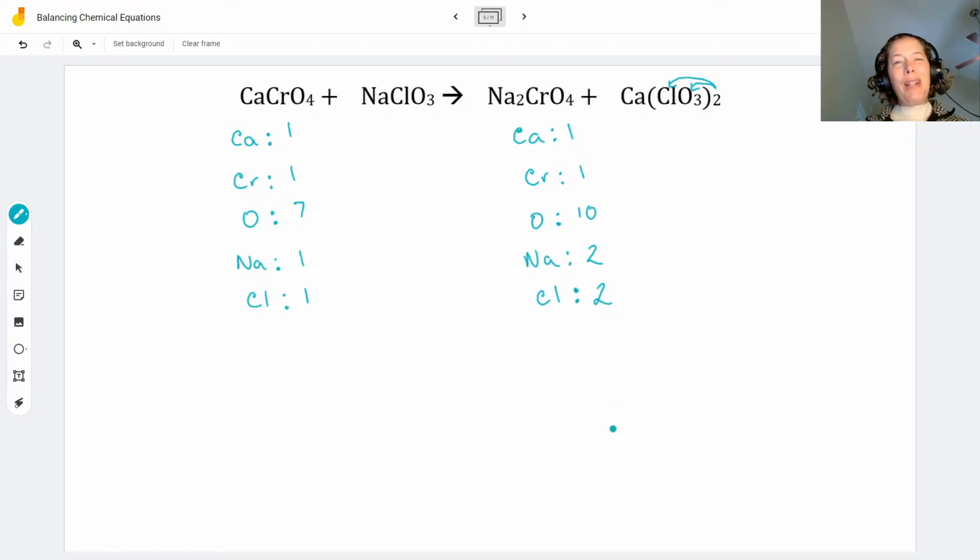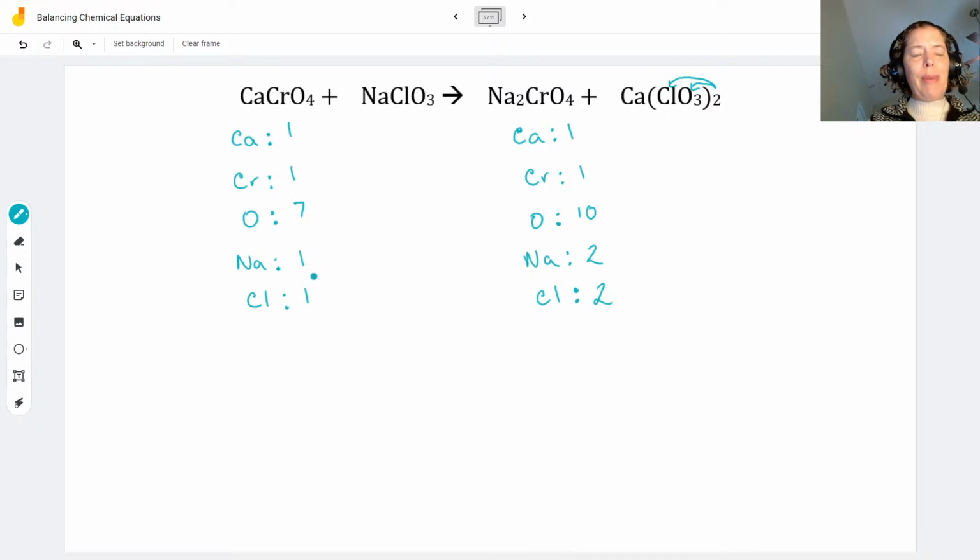Again, I'm going to try to balance my oxygens last, and I'm also going to hope that in balancing my other atoms, maybe my oxygen atoms will work out on their own like they did in the previous example. So just looking at my list here, okay, so my calciums are good, my chromiums are good. Again, I'm skipping oxygen for now. My sodiums and my chlorines can use a little bit of help. So let's fix sodium first.